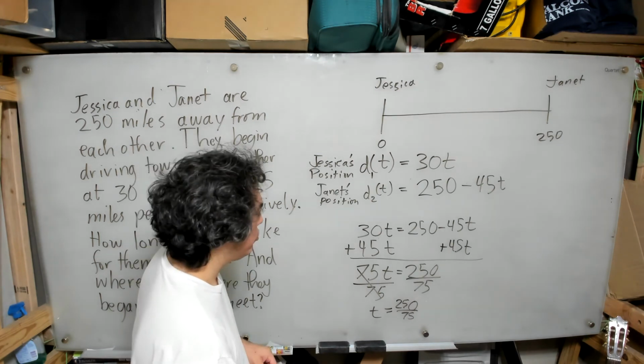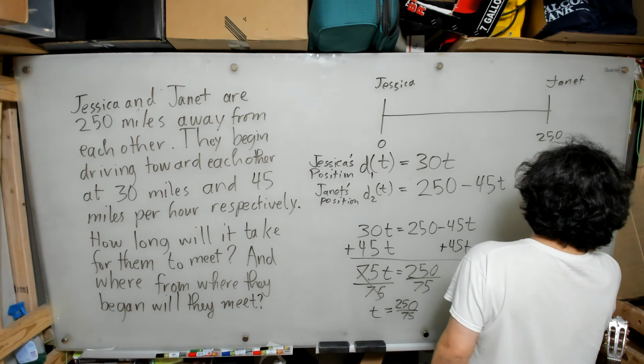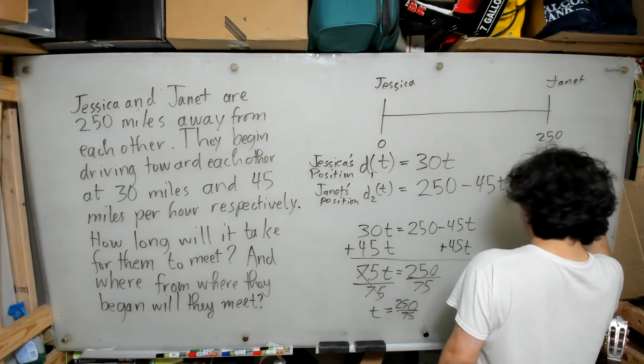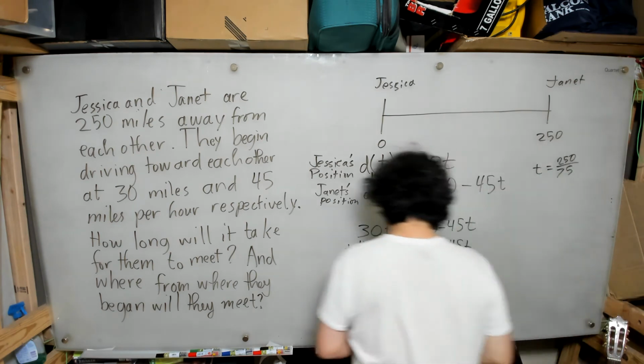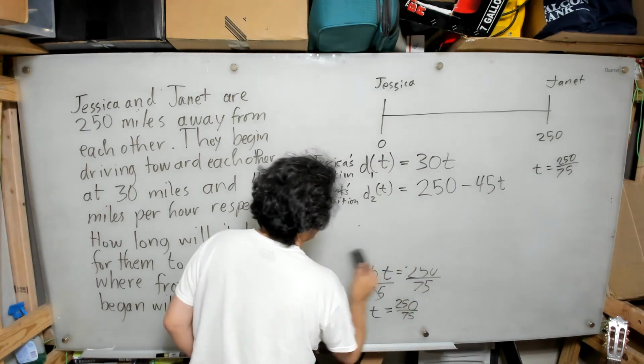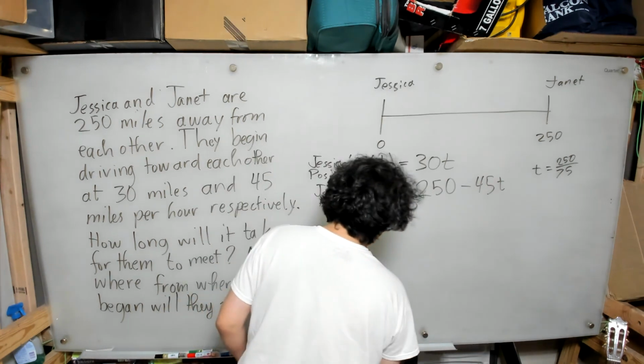So let's do that. I'm going to write this time down here. I'll write the time when they meet as 250 over 75. And I'm going to carry out the long division right here so we can get a time that is more familiar to us. Now this time is in hours, and we will be able to express that right now.